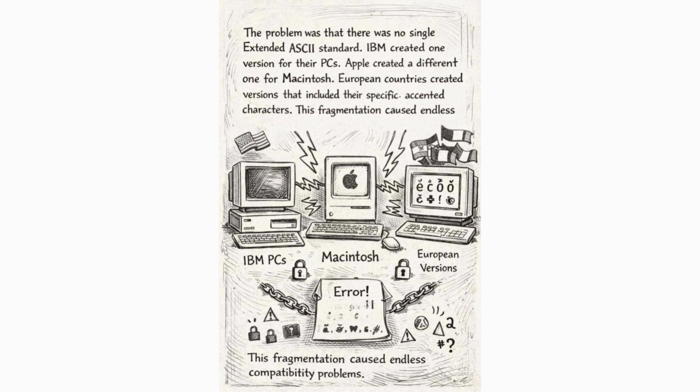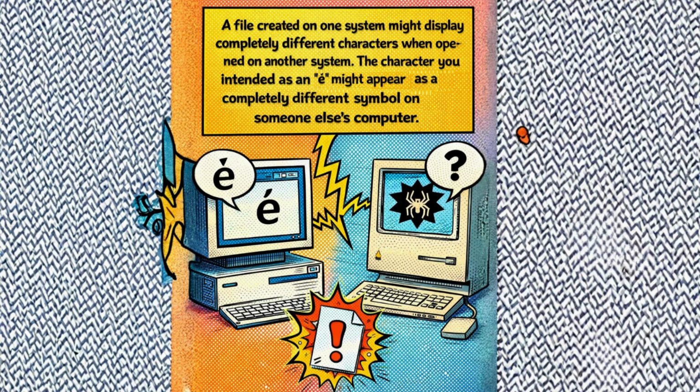IBM created one version for their PCs. Apple created a different one for Macintosh. European countries created versions that included their specific accented characters. Now, this fragmentation caused endless compatibility problems. A file created on one system might display completely different characters when opened on another system. The character you intended as an accented E might appear as a completely different symbol on somebody else's computer. And this chaos really is why Unicode was eventually developed.